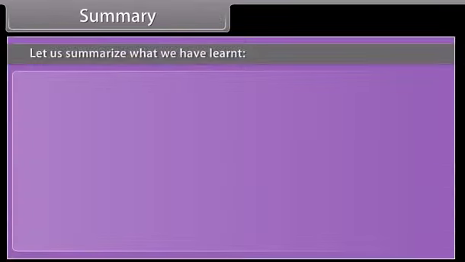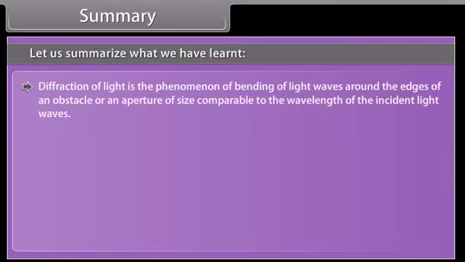Summary. Let us summarize what we have learnt. Diffraction of light is the phenomenon of bending of light waves around the edges of an obstacle or an aperture of size comparable to the wavelength of the incident light waves.